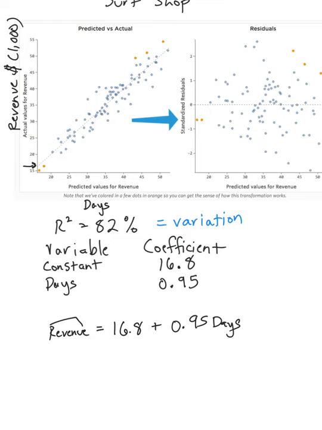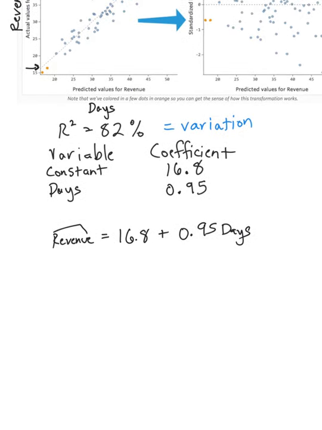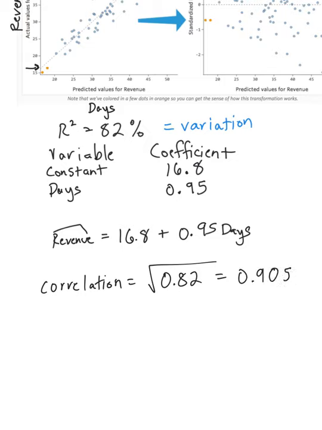So then what about our correlation, right? So our correlation is going to equal the square root of our percentage, which is 0.9055. So that is our correlation. Once again, our correlation is also called our standard deviation.